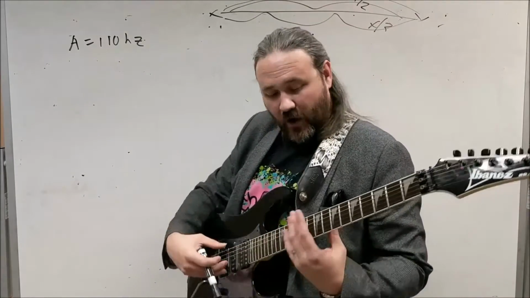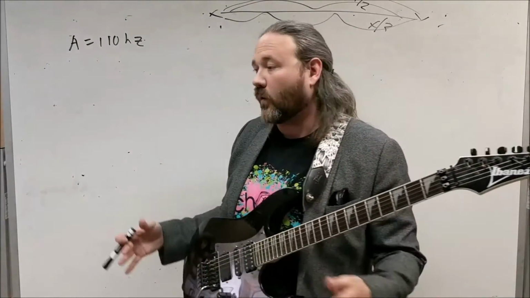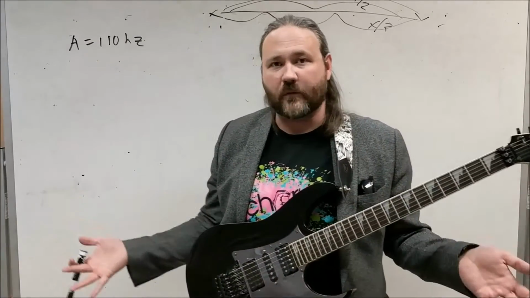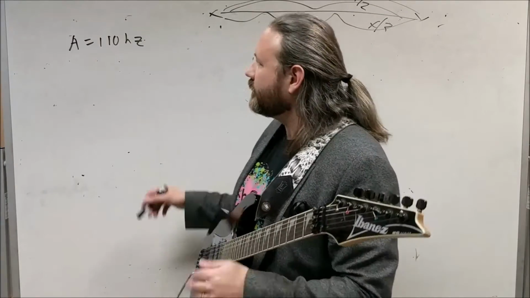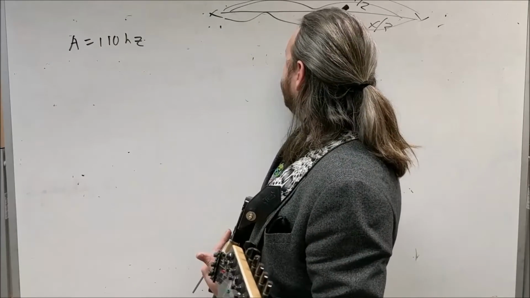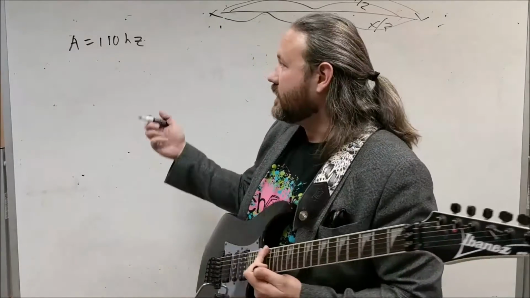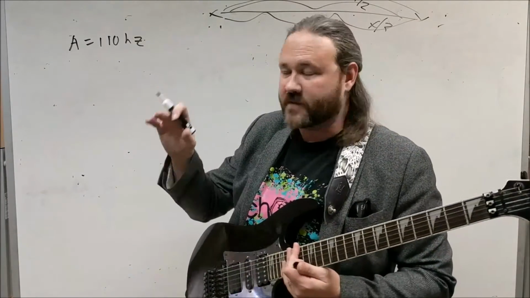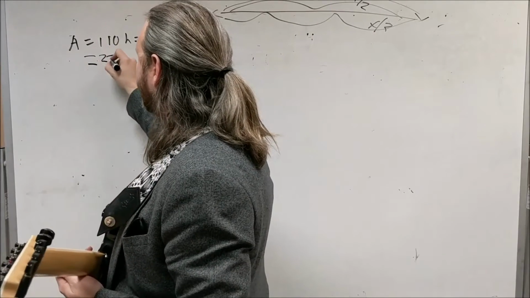So our x over 2. Remember, there's an inverse relationship between the division of the string length, or whatever thing is vibrating, and the frequency that's generated. Same thing with a trumpet: you divide the length of the vibrating column of air. So the x over 2 value is going to be 220 hertz.